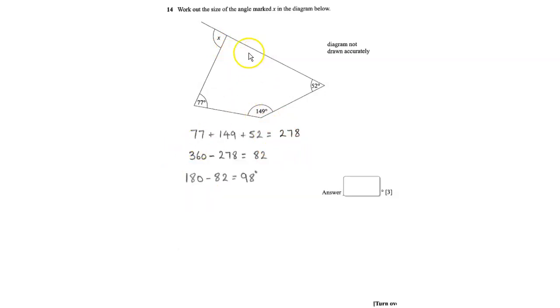Now once I've got those 2 angles, I'm looking for the X part of it, the missing angle along this straight line. So these 2 angles here should add up to 180. So to work that out, it would be 180 take away 82, which equals 98. So X is equal to 98.